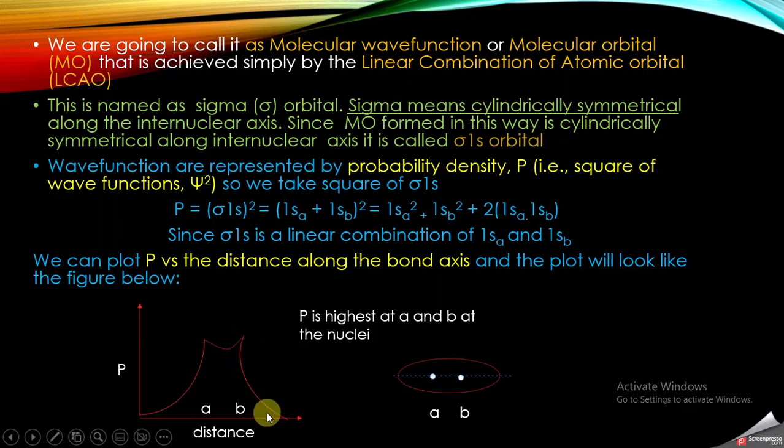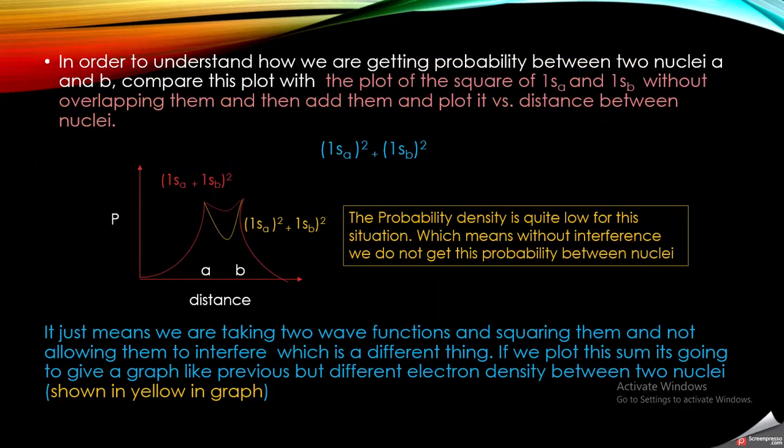But the interesting thing is that we also have probability density in between the nuclei, and this is because of the bond formation, because of the constructive interference. This probability is between these two nuclei. So we actually want to understand why this probability density is coming between the nuclei, because in the atomic state, when we have only the atomic orbitals, we did not have any intensity or probability density between the nuclei. So where is it coming from?